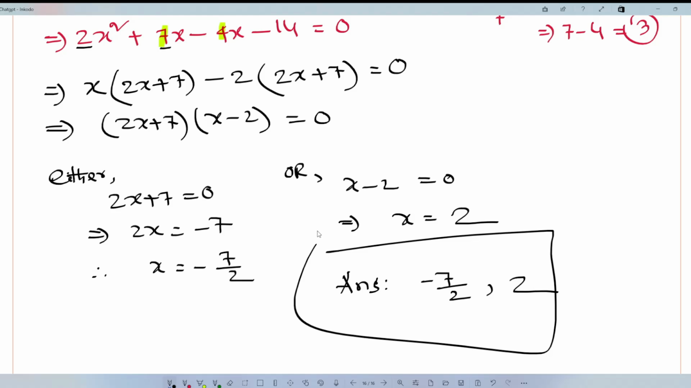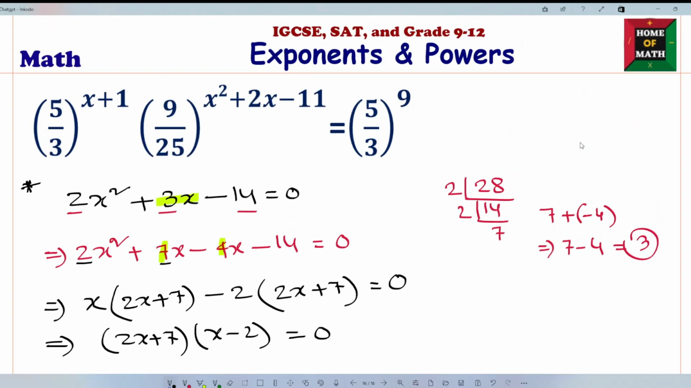Okay, I hope this is clear to you, and this math is very important for us. We have to keep practicing at home, otherwise a silly mistake can make a big problem.